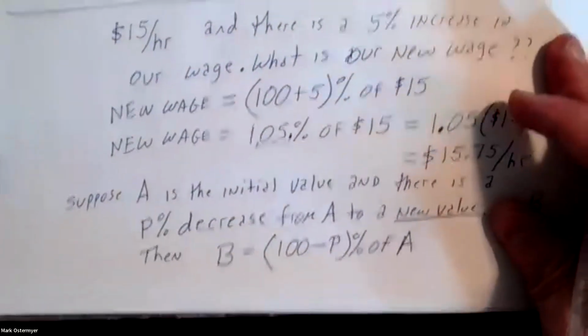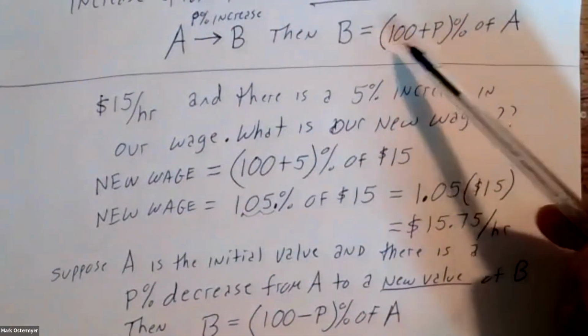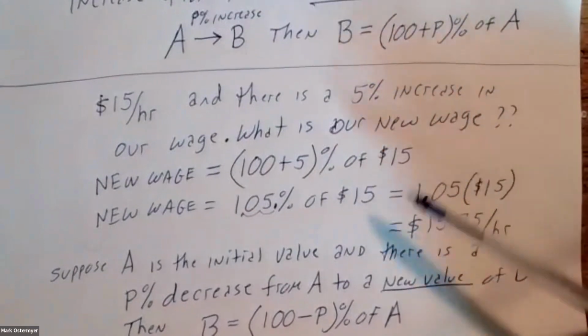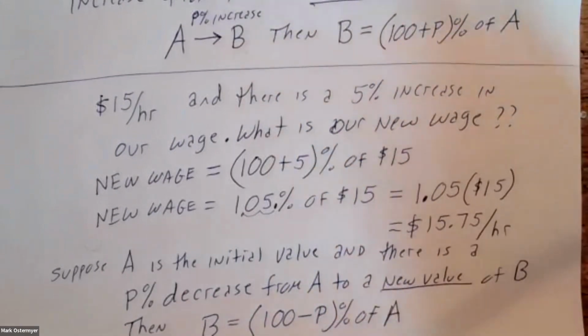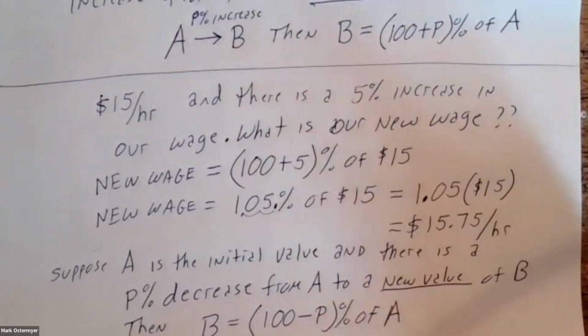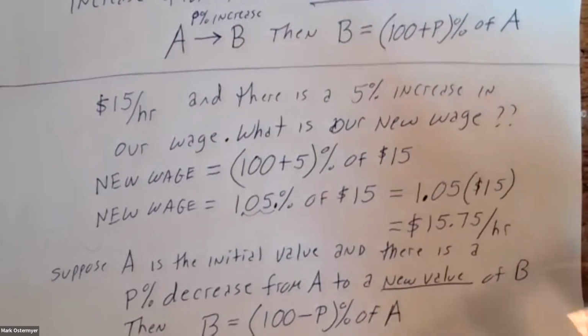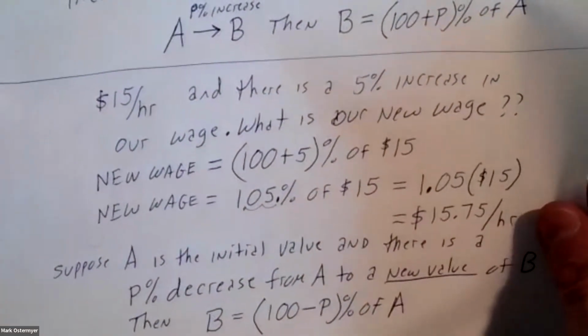So I want you to contrast that with our percent increase formula. See the difference here? Percent increase is 100 plus P% of the original value for the new value. If you have a P% decrease from an original value A to a new value B, then the new value B is 100 minus P% of the original value A. See the difference between the formulas? It's pretty easy to remember because percent increase means plus, percent decrease means what? Subtraction, correct? We're decreasing. All right. Okay, so let's look at an example of a decrease problem here and try to apply that.